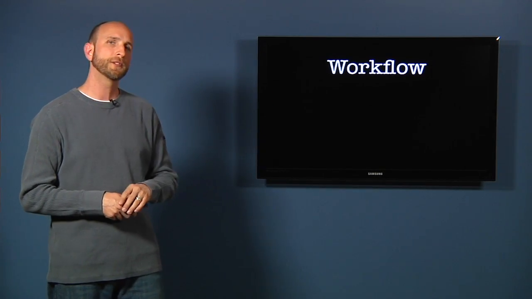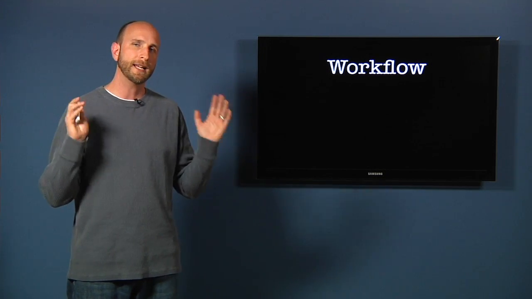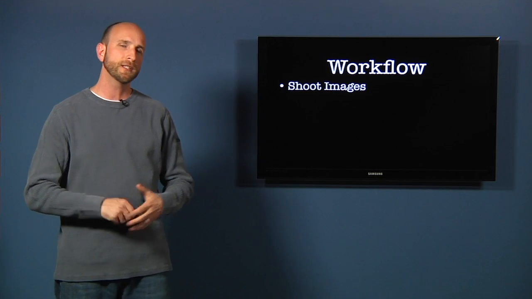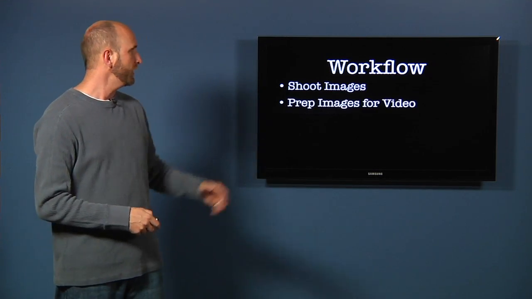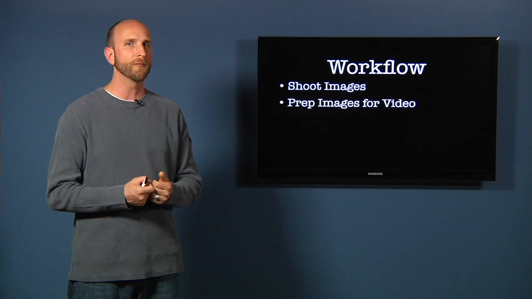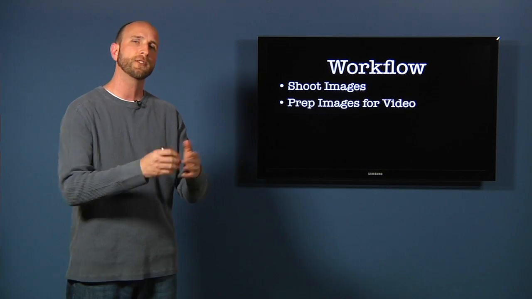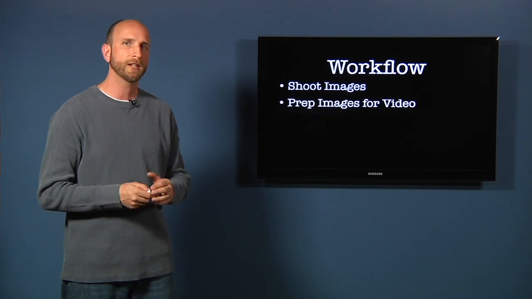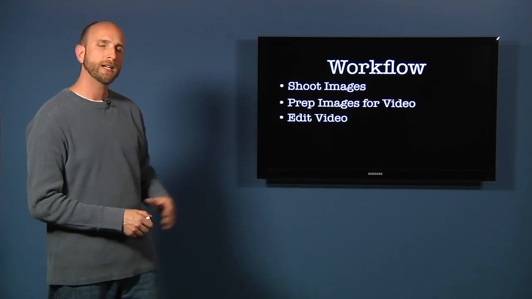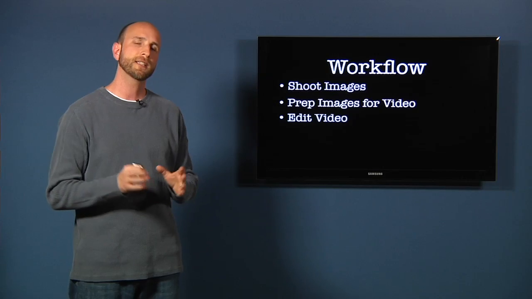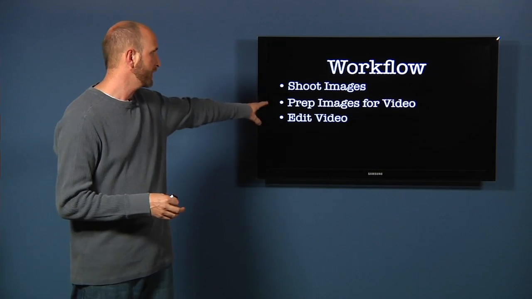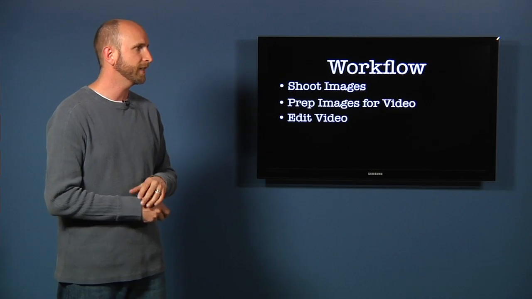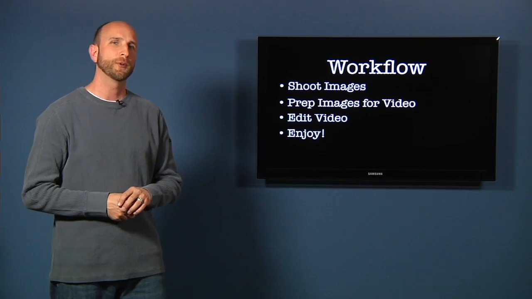Now, the workflow for doing this is identical no matter what camera or what software. The very first thing you do is shoot your images. Once you're done, you have to prep your images for video. They won't be ready to go to a video, so you have to do some modifications in some kind of software. And then the last thing is you have to edit the video. The nice thing is some of these video editing software packages will allow you to do both of those things at the same time. And once that's done, then you enjoy your movie with some popcorn.